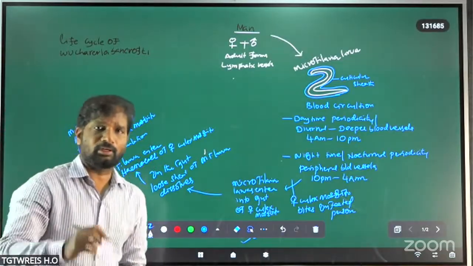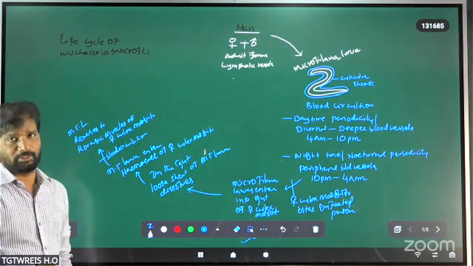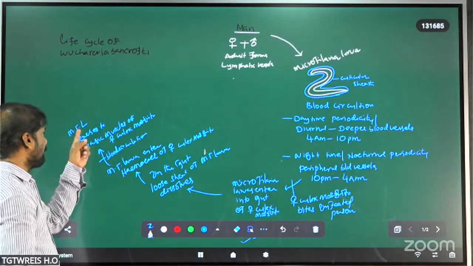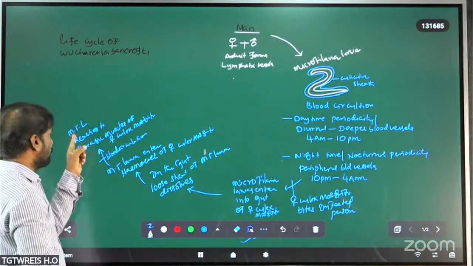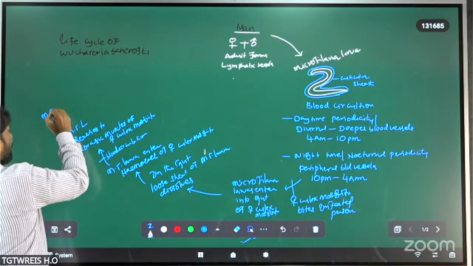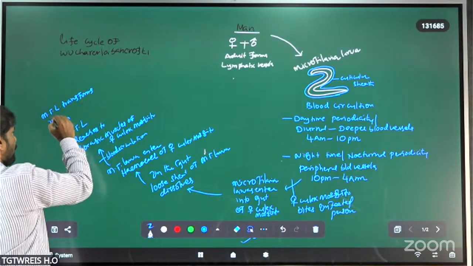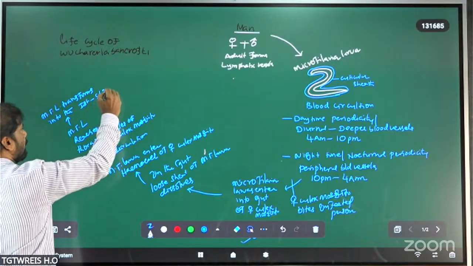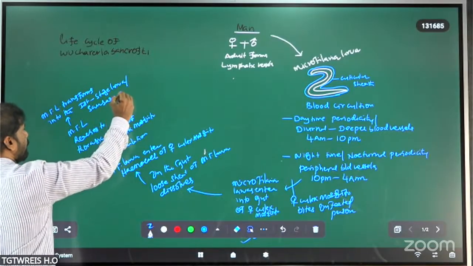In the thoracic muscles of the female Culex mosquito, the microfilariae larva is present, unsheathed, meaning the sheath is absent. The sheath dissolved, right? So that microfilariae larva reaches the thoracic muscles of the female Culex mosquito. In these thoracic muscles, the microfilaria larva transforms into the first stage larva, or you can say a sausage shaped larva.